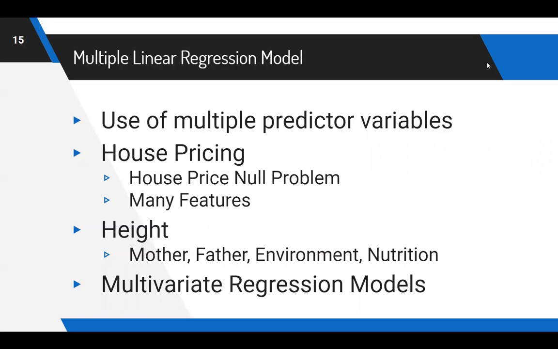Now we're going to move on to multiple linear regression models. This uses multiple predictor variables. For example, house pricing, coincidentally, which was brought up earlier. There's a house price problem, and there are many features. For example, we talked about the size, like acres, the amount of bathrooms, the amount of kitchens, etc. This is going to deal with different dependent variables. And then we're going to also talk about multivariate regression models.